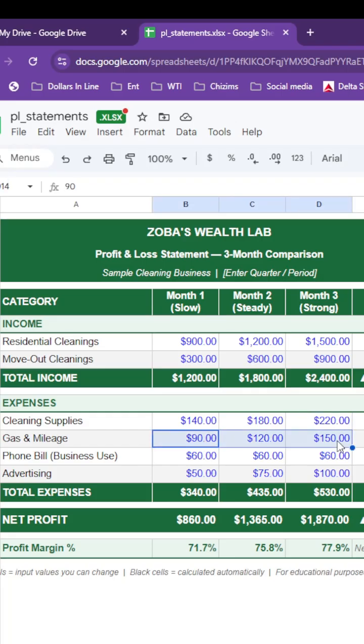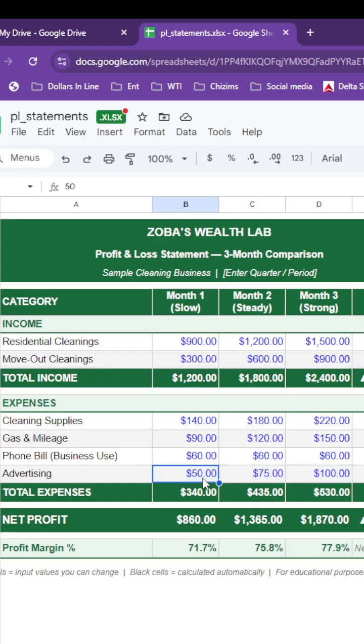This makes sense too, right? Revenue is going up. The money coming in is going up, meaning more jobs are being done. So, of course, mileage and gas is going to go up. Phone bill stays the same. Most phone bills are not charged by usage, so that makes sense. Advertising is going up. Again, that makes sense because business is increasing. Advertising more, business is increasing.